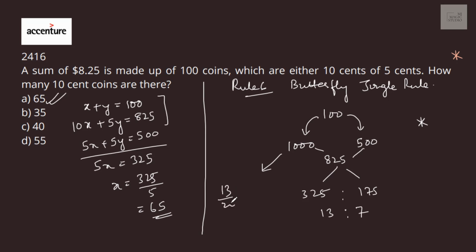So 10-cent coins are 13 by 20 into 100. That would be 65, and 5-cent coins would be 7 by 20 into 100. That would be 35. That is also a way to calculate or to solve these kinds of questions. Here the answer is 65. Option A fits in.